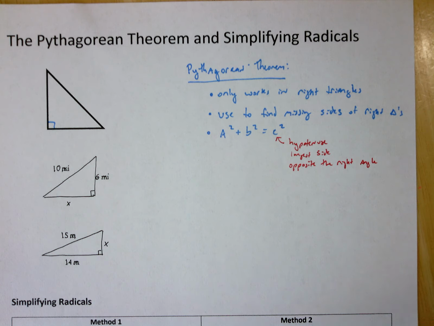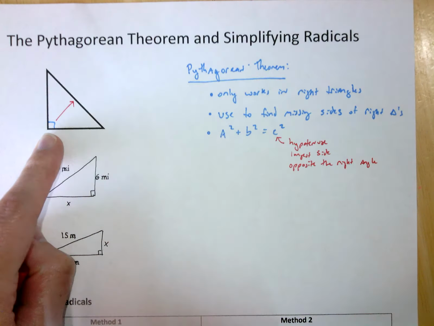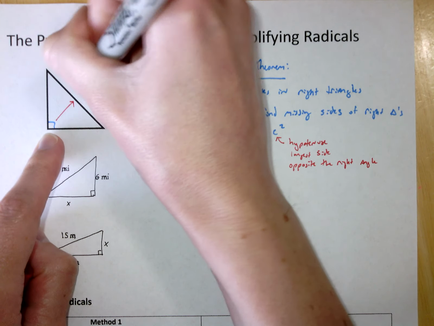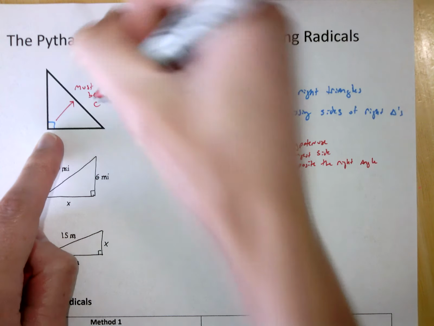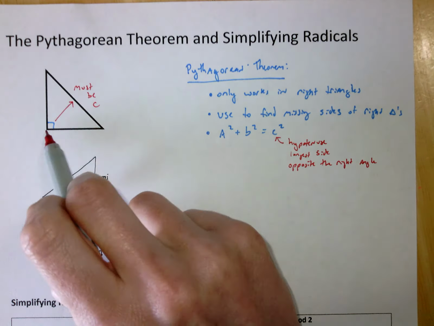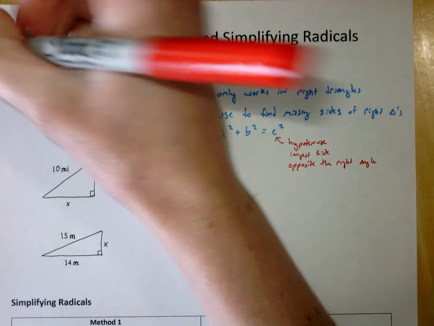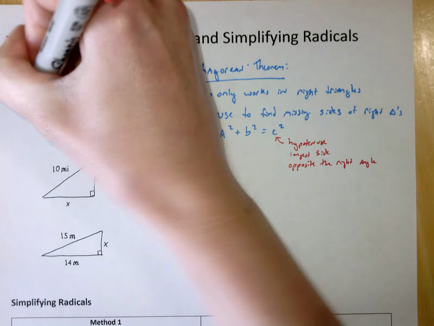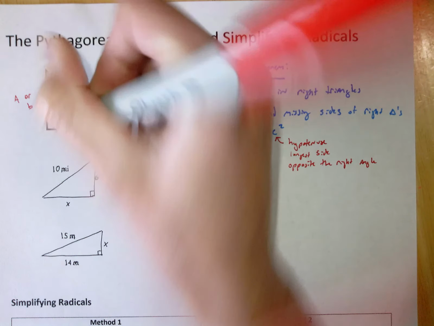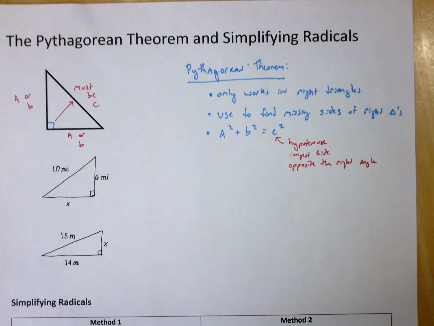Okay, so when I look at my picture over here, here's my right angle. So the side opposite it, that is your hypotenuse. So this side must be side C. Okay, so that has to be C. It's the longest side and it's opposite the right angle. Okay, the other two sides, this side could be A or B, doesn't matter. This side could be A or B, whichever one the other's not. So it doesn't matter which one is which for these two, but this one has to be C.